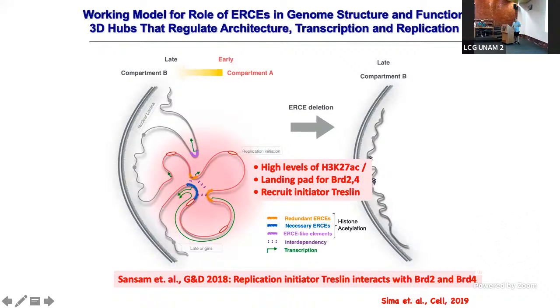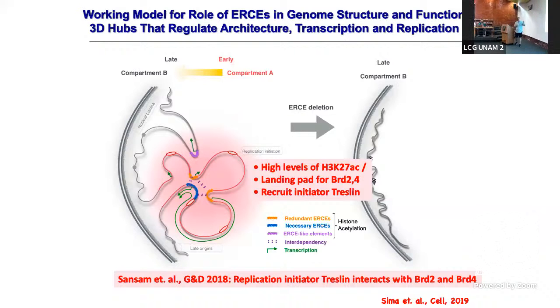And interestingly, a couple of years ago, Chris Sansam showed in a two-hybrid assay using a replication initiation protein as a bait, treslin. Treslin is a protein that comes in along with a bunch of others, and its specific job is to come in and activate the helicase, okay? So this is a bona fide replication initiation protein.